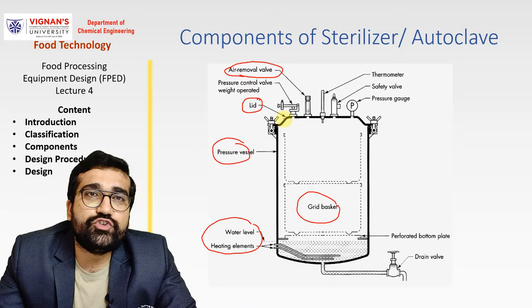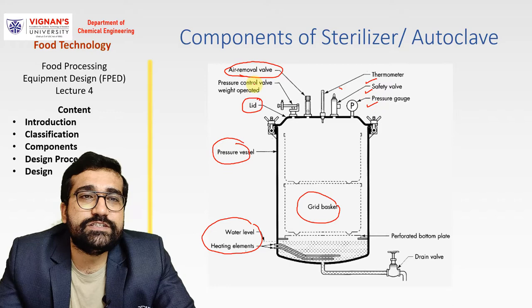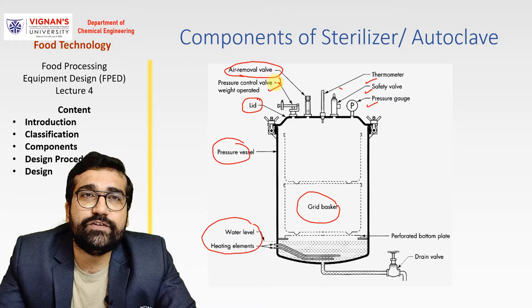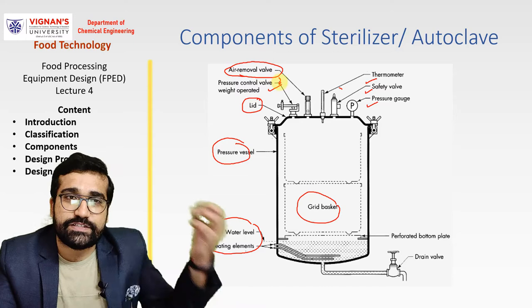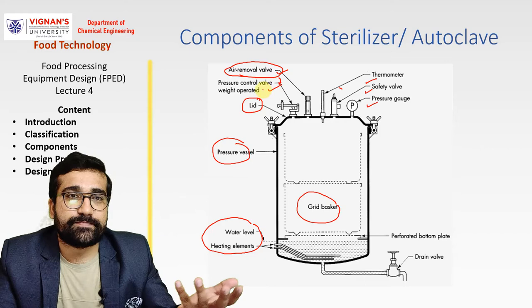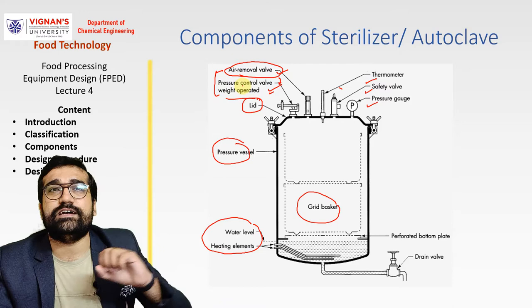and others are the monitoring type components, like for example thermometer, safety valve, pressure gauge or pressure control valve. So air removal valve and pressure control valve are one in some types of sterilizer. For example, if you go for a pressure cooker, a whistle is there on the top, okay, which works as both. If you remove the whistle, it will work as an air removal valve, but if the whistle is there, it will work as a pressure control valve. After the pressure reaches a certain threshold, the whistle blows. So that is a weight operated pressure valve. Okay, so in many sterilizers these are one component, and sometimes these are two different components.